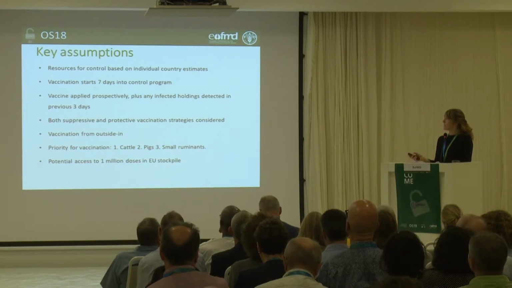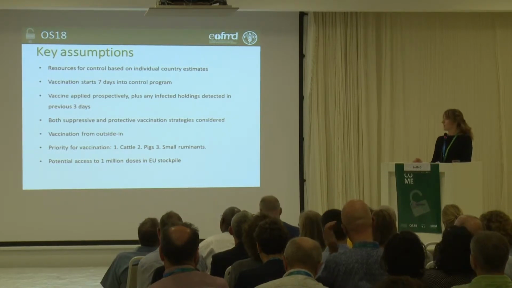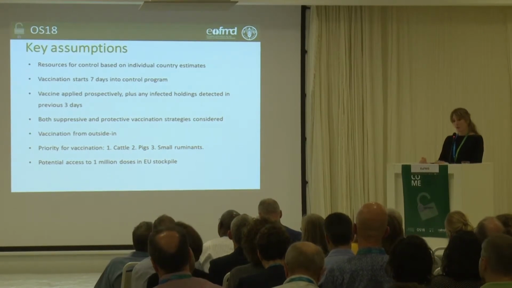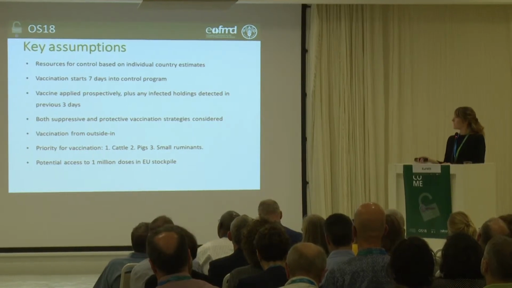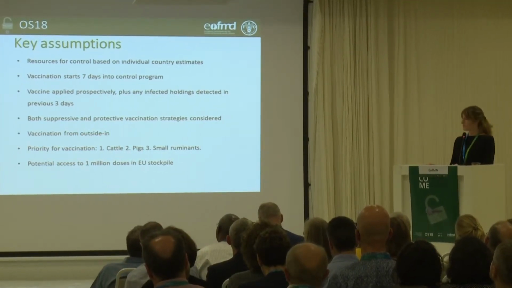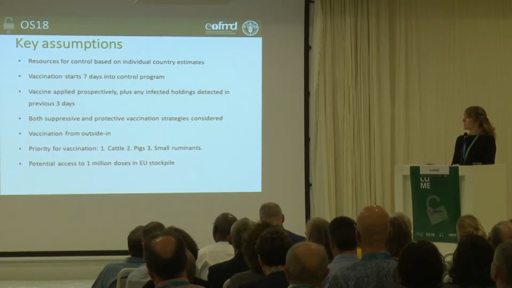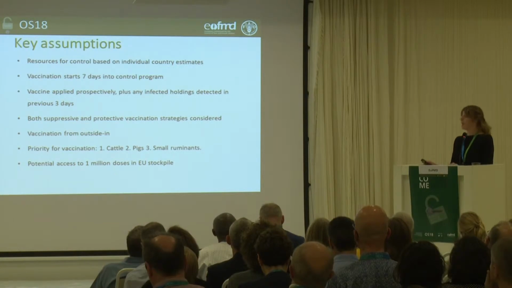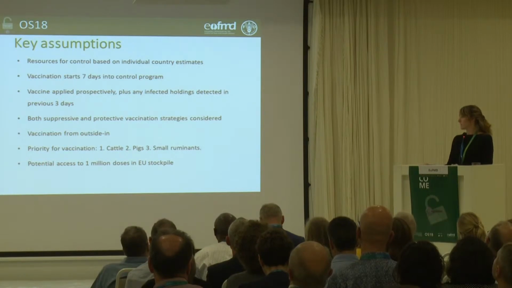Vaccination starts on day 7 into the control program, and we are going to apply vaccine prospectively, meaning that we are going to vaccinate all the newly infected holdings from the date we start vaccination, plus we are going to vaccinate any infected holdings detected in the previous 3 days. We are going to consider both suppressive and protective vaccination strategies, and we are going to vaccinate these areas from outside in. We have also established in the model a priority for vaccination, first cattle, then pigs, and then small ruminants.